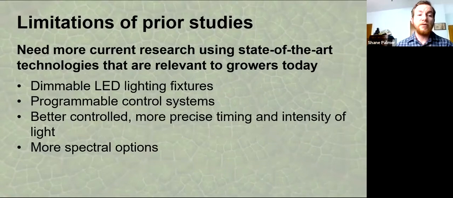One of the pressing needs here is that we need more current research using the state-of-the-art technologies we have access to now, which are more relevant to what growers are actually doing today. Like I mentioned before, we now have dimmable LED lighting fixtures with programmable control systems, and we have better precision and control over the timing and intensity, spectral options, and also with the improving efficiency of LEDs, it's becoming more economical for growers to actually use this lighting, which may not have been the case 20 or 30 years ago.